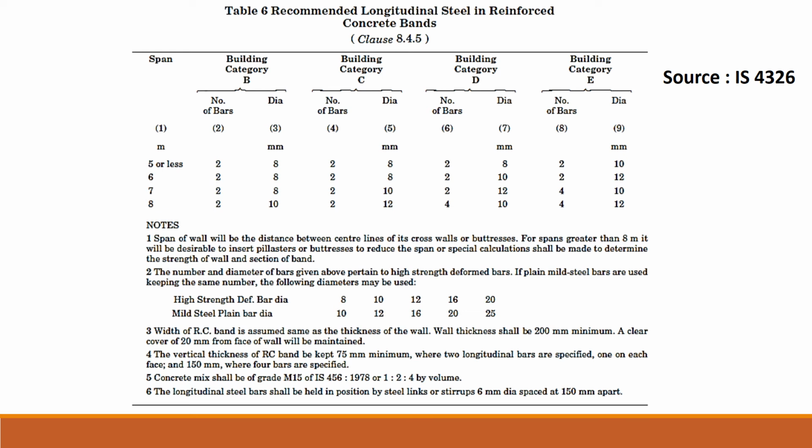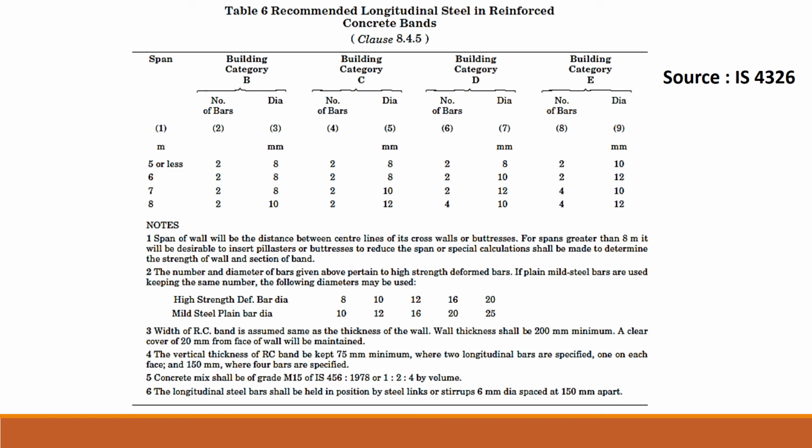Further, the number and diameter of the bars given above pertain to high strength deformed bars. If plain mild steel bars are used, keeping the same number, the following diameters may be used. For high strength deformed bars of 8 dia, the corresponding mild steel bars would be 10 mm in dia. Now in the revised code of 4326, mild steel plain bars are not recommended for design purposes in earthquake resistant design. So it's better not to provide mild steel plain bars.